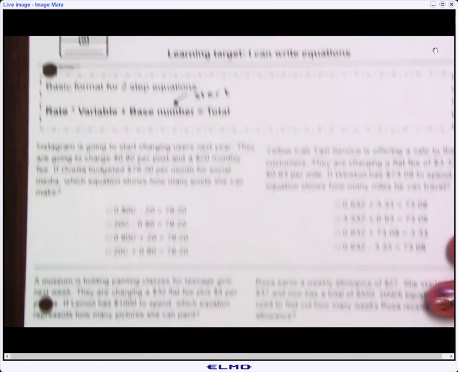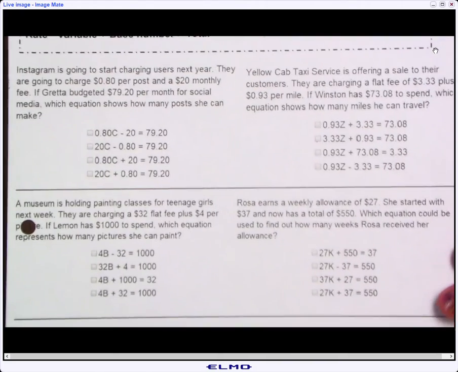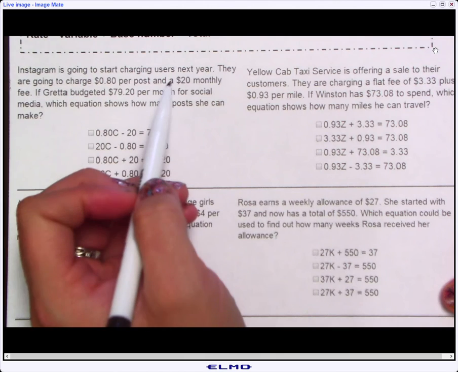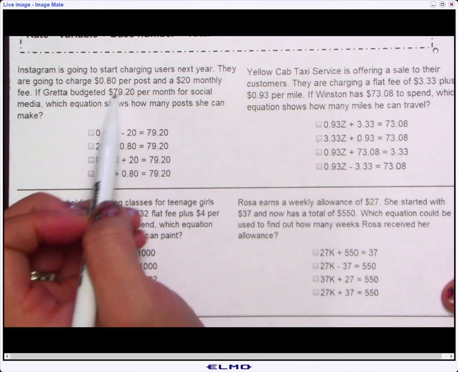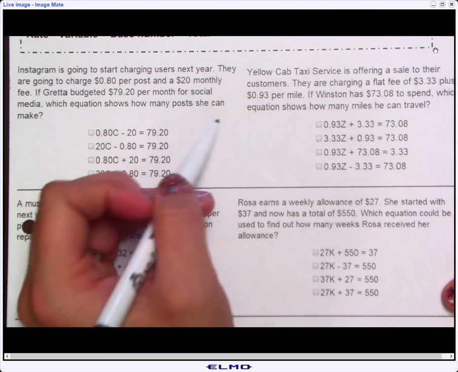So I've got some problems down here. Let's just take a look at them. Instagram is going to start charging users next year. This is fake news, don't worry. They're going to charge 80 cents per post and a $20 monthly fee. If Greta is budgeted $79.20 per month for social media, which equation shows how many posts she can make?